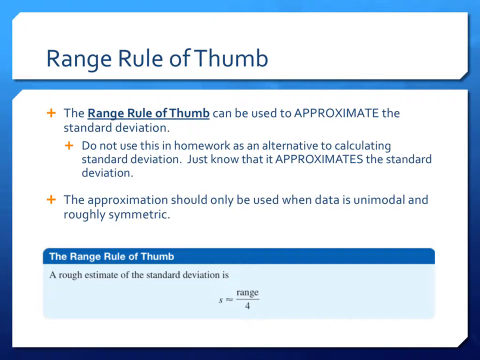So if you remember when we had our histograms, it meant that the data looked something like this. It was unimodal and it was symmetric. So both sides of the data looked roughly the same. So here's what the formula is. A rough estimate of the standard deviation is this. Lowercase s, remember, is sample standard deviation, is approximately equal to the range, which remember, range is high minus low. So high minus low divided by 4. That's what it is approximately.